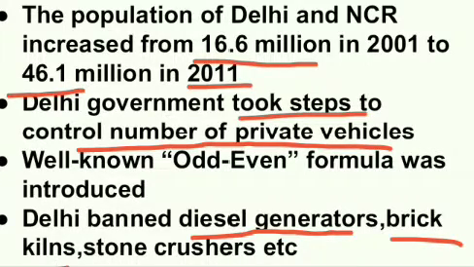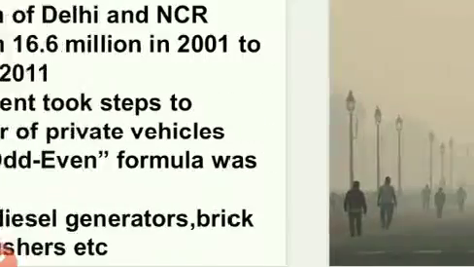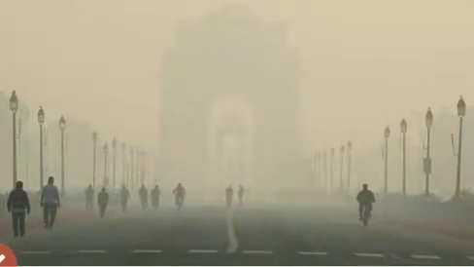So further restrictions include a ban on diesel generator sets, closure of brick kilns and stone crushers, shutdown of the Badarpur power plant in winter, etc. So these are some of the steps taken after 2016 to make the pollution level in Delhi better. This is how the steps were taken by the Delhi government to minimize the pollution level.